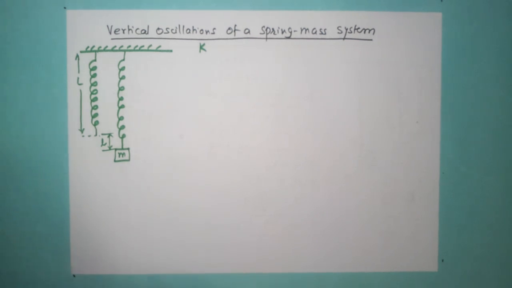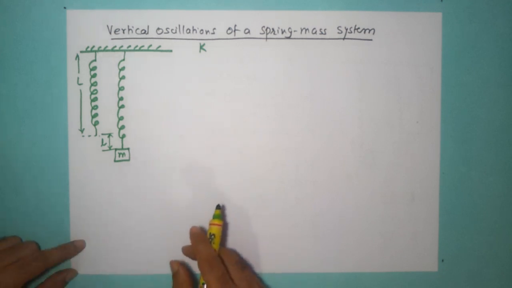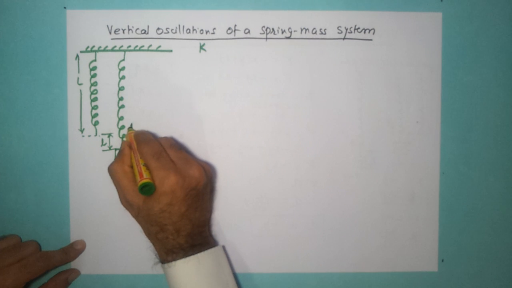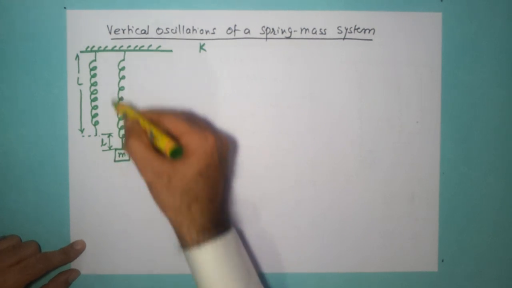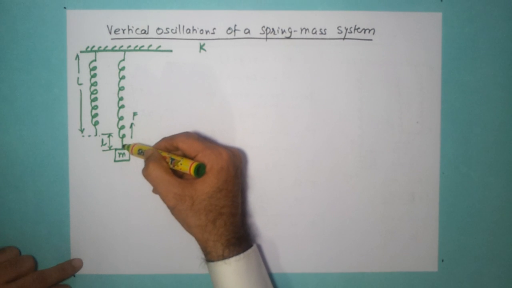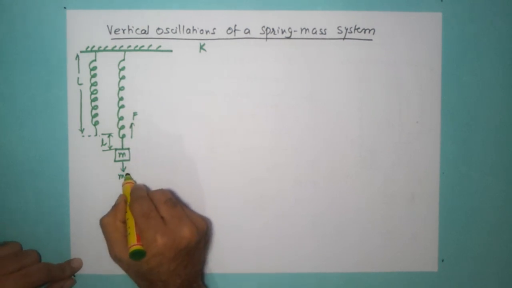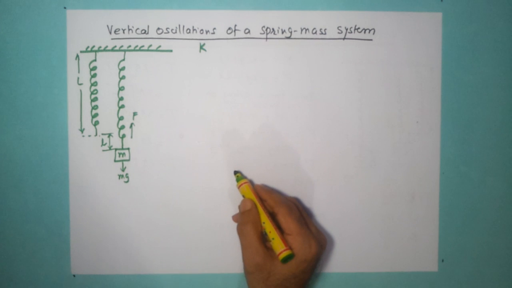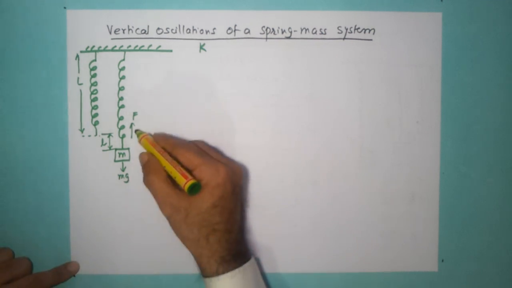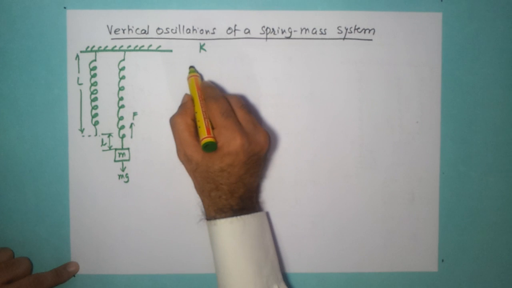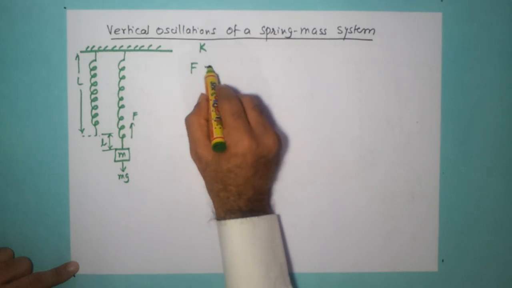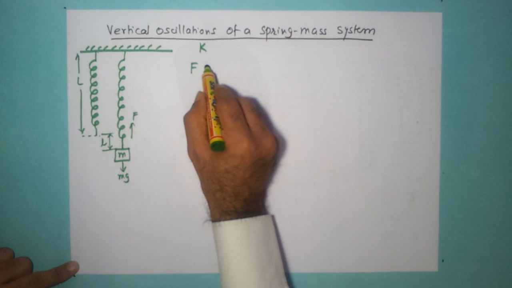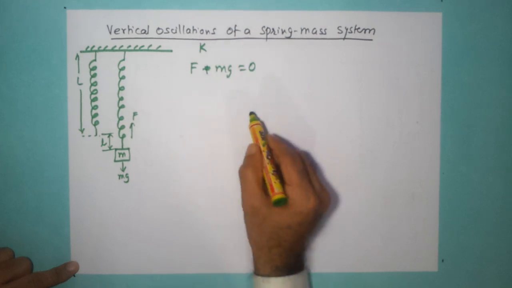Now, if you look at the spring mass system, it is in equilibrium, and therefore all the forces acting on this will cancel out each other. Which are the two forces which come into play? One is the force F, the restoring force because of the elongation of the spring, and mg, the weight acting in the downward direction. So, if I look at the equilibrium forces, I will get F plus mg is equal to 0.